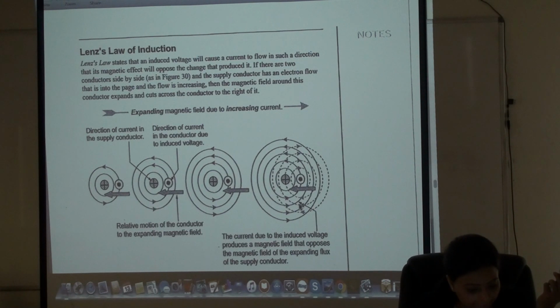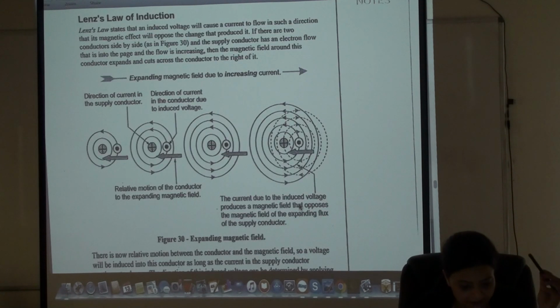Lenz's law. E is equal to BLV that I talked about is actually Lenz's law. It's coming up as you go along.